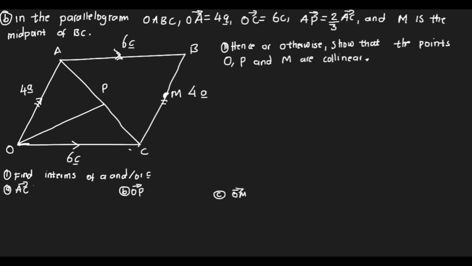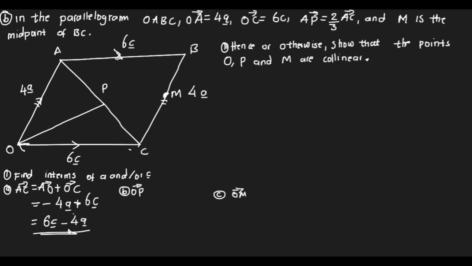Now let's look at the first question. We are moving from A to C. So for us to move from A to C, we use A to O to C. So that is what we are going to say. So this is AO plus OC. AO, we are moving against the arrow, so we are going to get negative 4a. Then from O to C, it is toward the arrow, so it is vector 6c. Then it will begin with the positive 6c minus 4a.